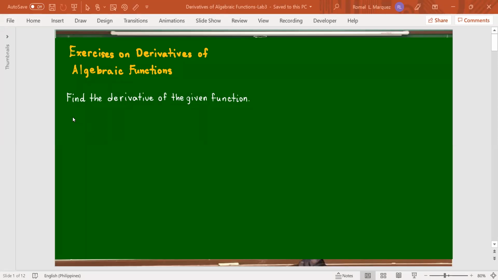So today we're going to have exercises on derivatives of algebraic functions. Find the derivative of the given function using the limit definition of derivative, or the four-step rule, no? Using, in other words, the increment method.